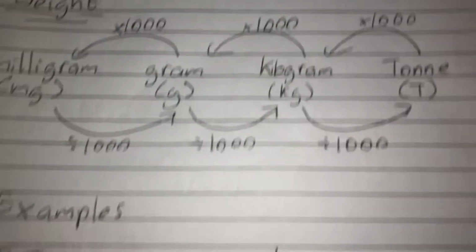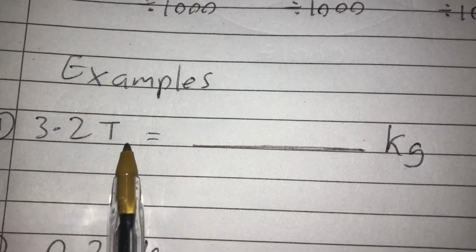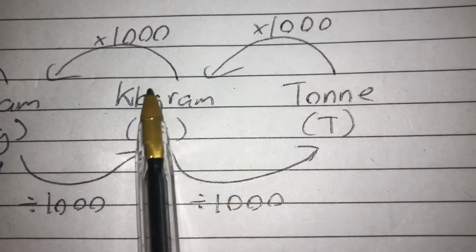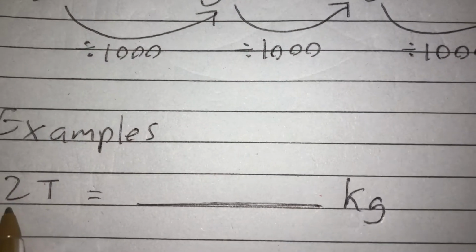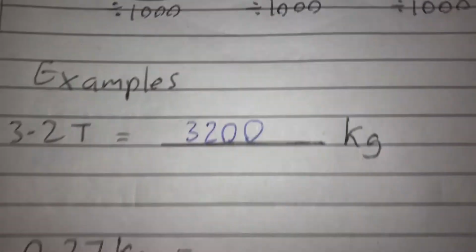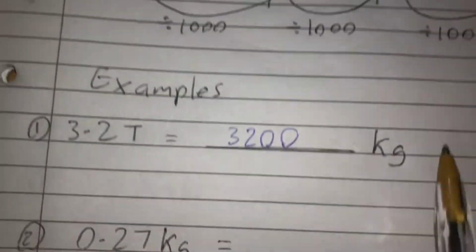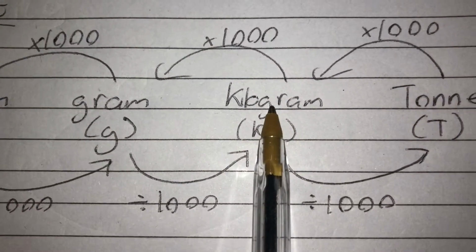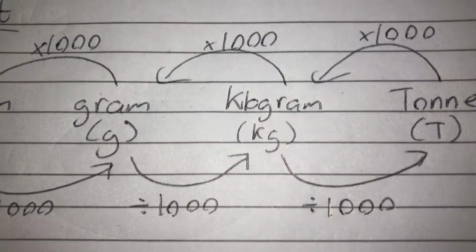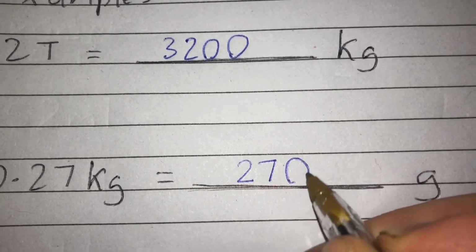So sticking with that, we'll look at a few of the examples. If I'm going to change, in this case, 3.2 tons into kilograms, so I'm going from tons to kilograms, I follow that arrow and I'm multiplying by 1,000, so 3.2 times 1,000 is 3,200 kilograms. Okay. The next one, 0.27 kilograms into grams. If I'm going from kilograms to grams, again, I just follow my diagram. I am again multiplying by 1,000. So 0.27 times 1,000 is quite simply 270 grams.